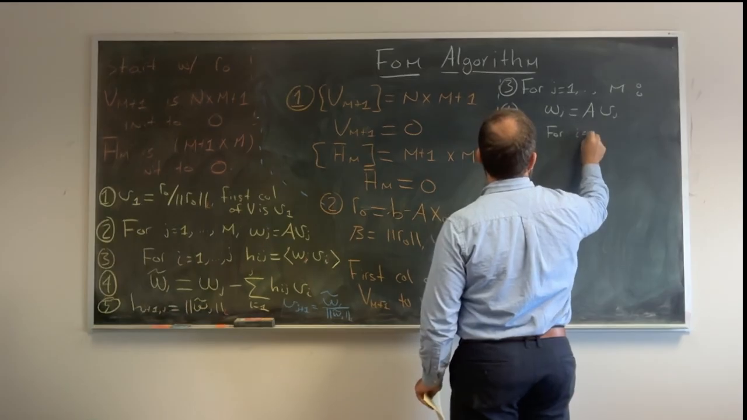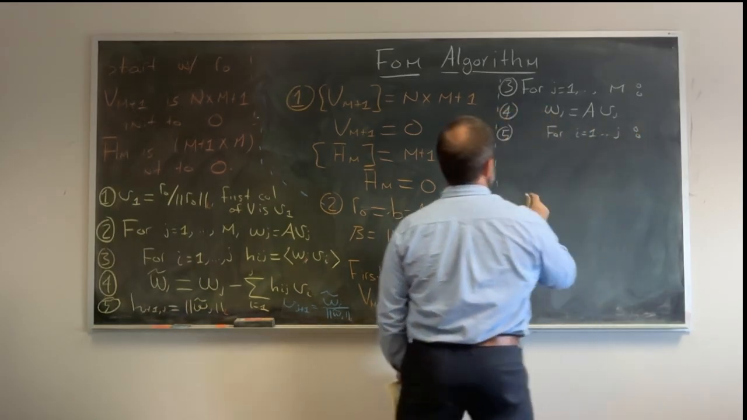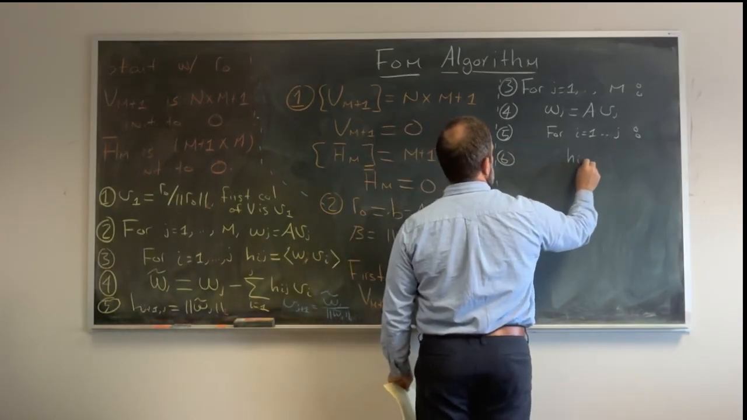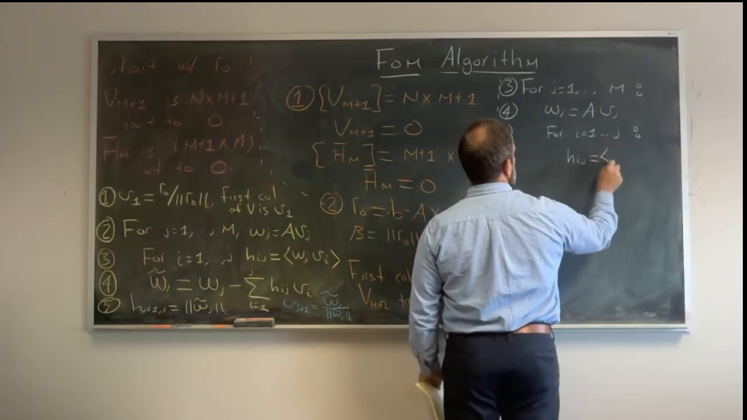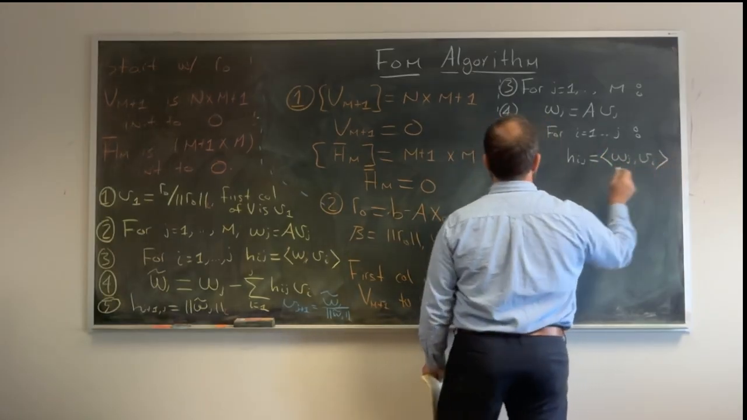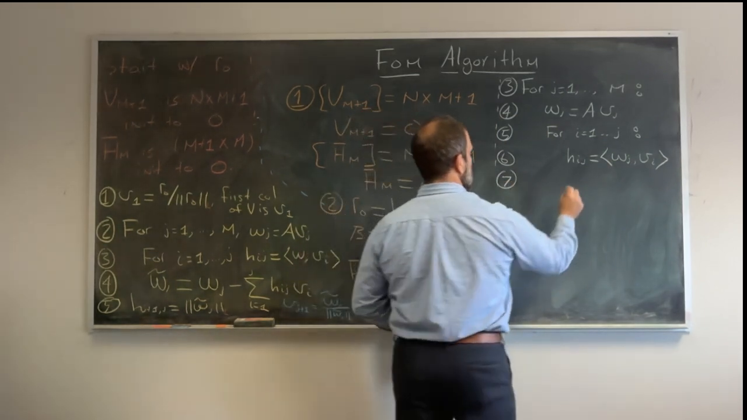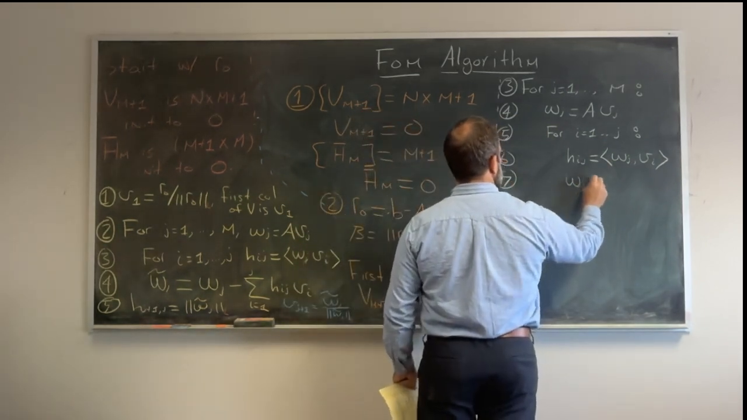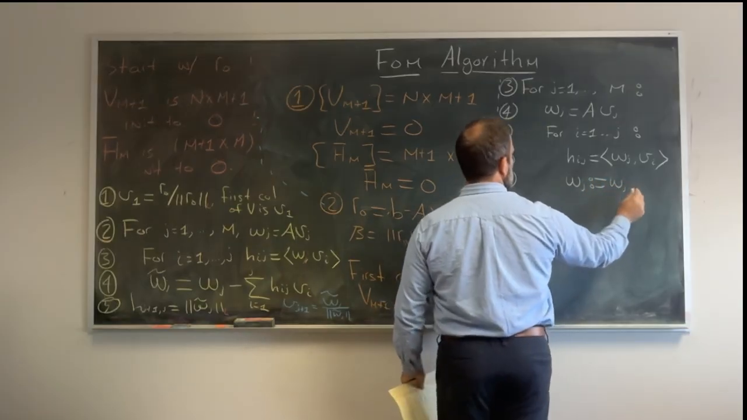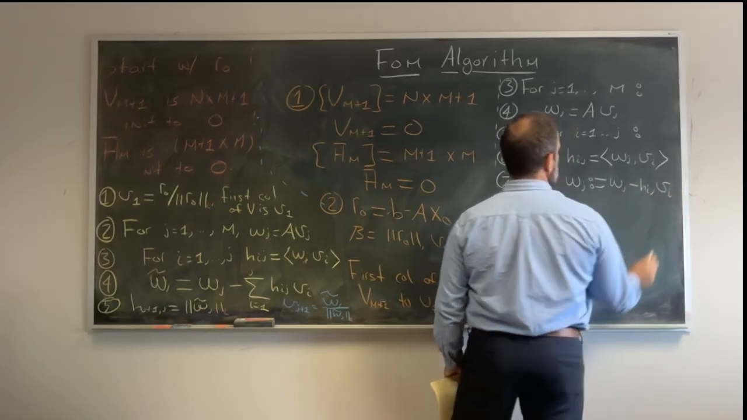For i equals 1 up to j, we're going to do the following. We're going to form hij. This is going to be the inner product of wj with vi. And then we're going to set the new value of wj to be the old value of wj minus hij vi, like this.